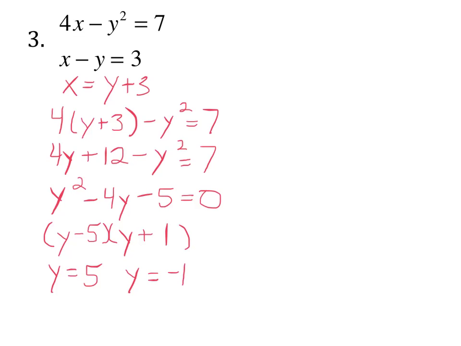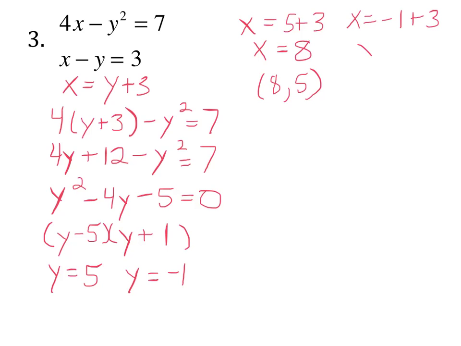So now I'll plug in 5 to the equation for x to find out that when y equals 5, x will equal 8. So I have a solution at (8, 5). And then I'll plug the negative 1 in. So when y equals negative 1, x will equal 2. So I have a solution at (2, -1).